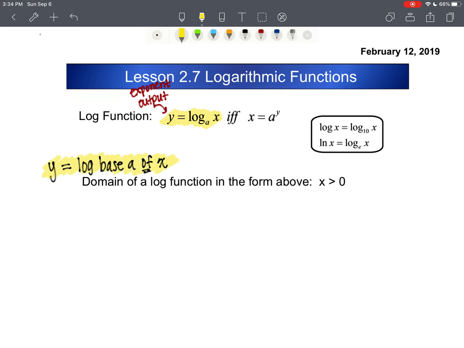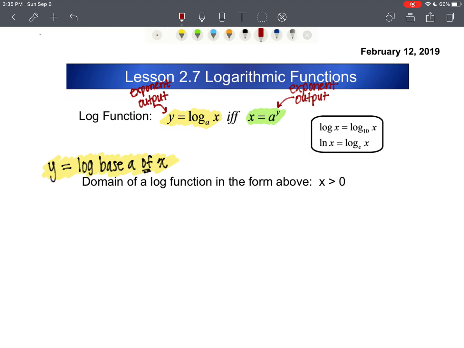Now, just because it's a log function doesn't mean it has to be written in log form. We can write a logarithmic function in exponential form. Now, this is also an exponential form, but it is also a log function. The reason why we know it's a log function is because, once again, the output of y is the exponent. When the output is your exponent, that is when you have a log function.